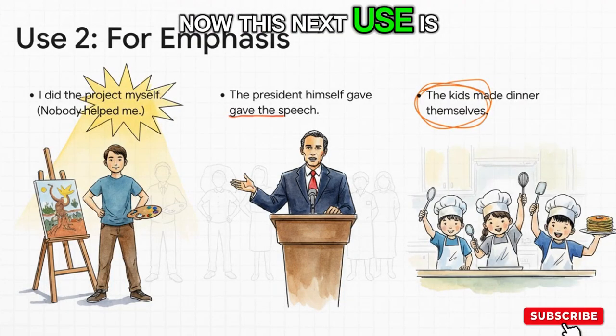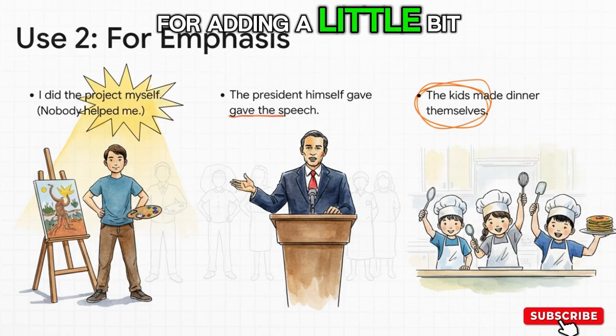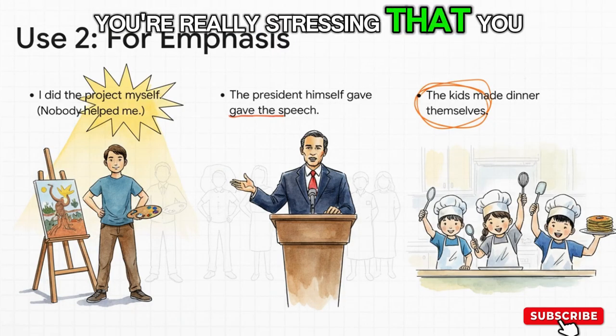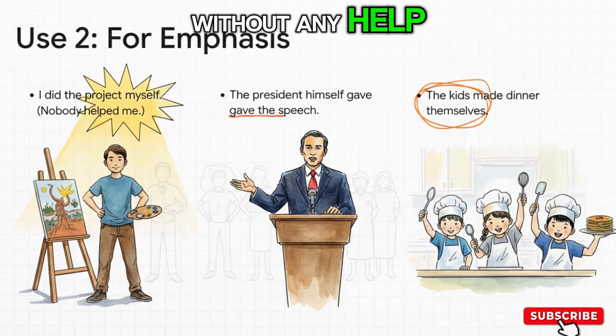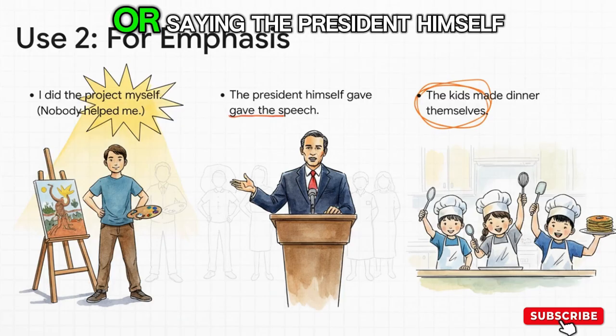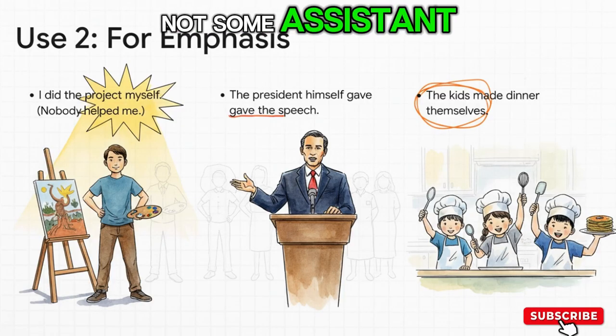Now, this next use is great for adding a little bit of power to what you're saying. When you say, I did the project myself, you're really stressing that you did it alone, without any help. Or saying, the president himself adds this extra weight, making it clear it was the top dog, not some assistant.